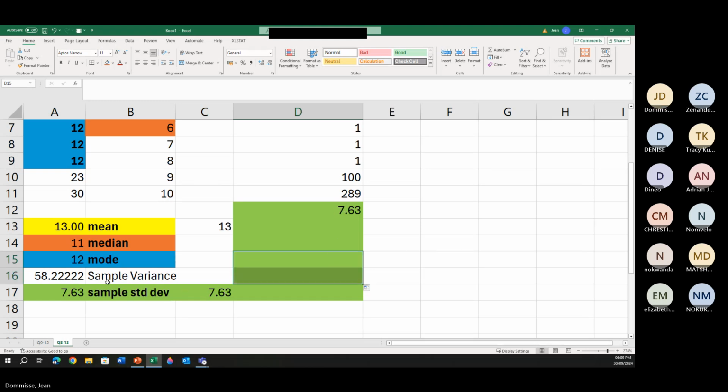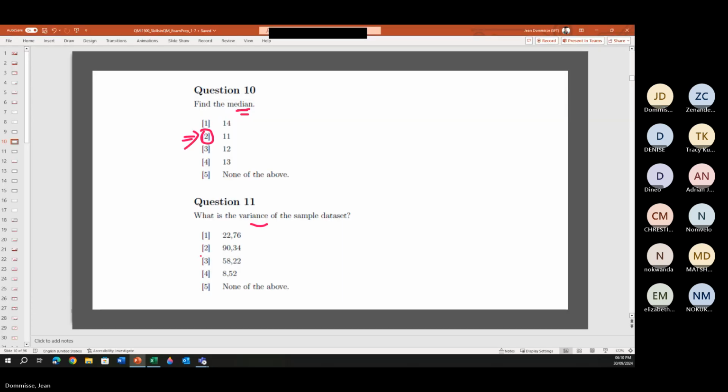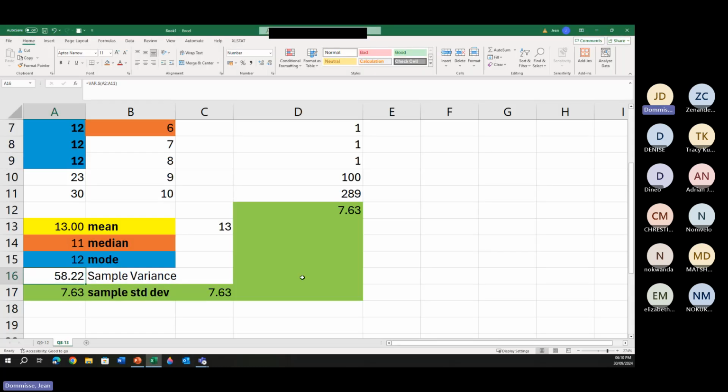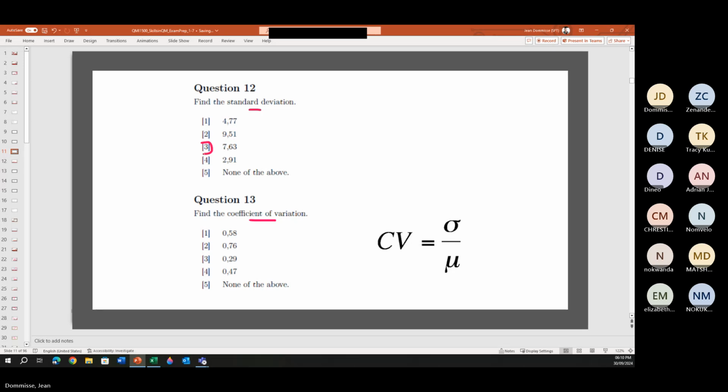Okay, so your sample variance, let's just round it off to 2 as well, is 58.22. And then your standard deviation that we have now done is 7.63. And then the last one, coefficient of variation. And your coefficient of variation is your standard deviation divided by your mean.